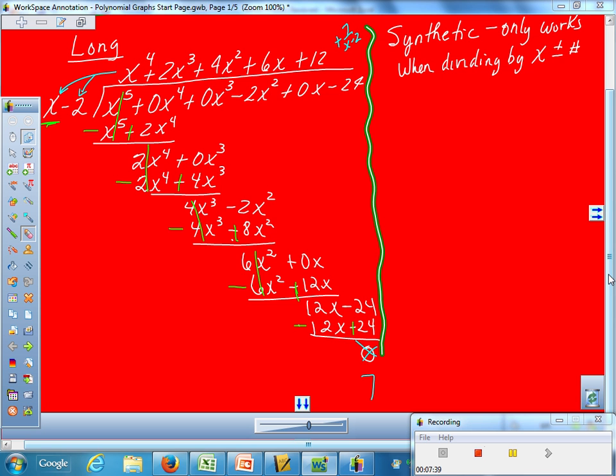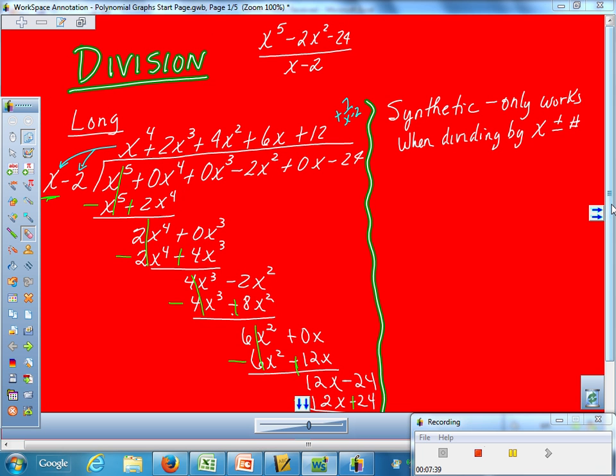Y'all aren't going to believe me till I prove it to you. I'm going to do this exact same problem, all I'm going to do with synthetic. To do synthetic, it's going to take you 3 lines of paper. That's it.